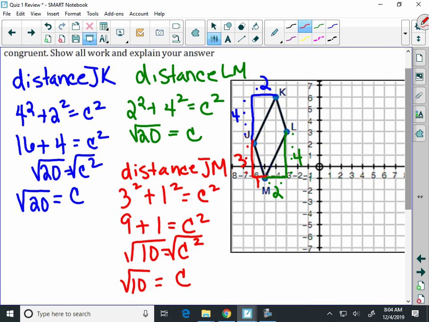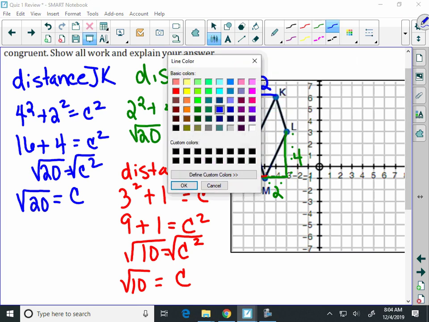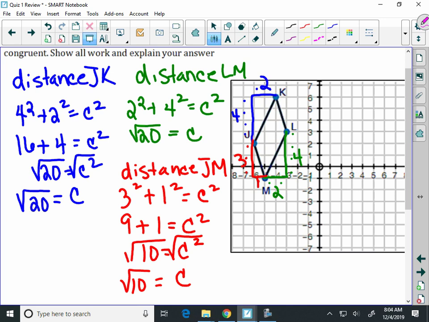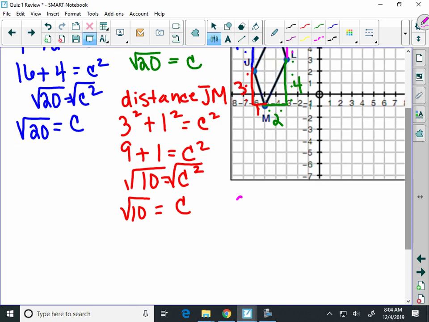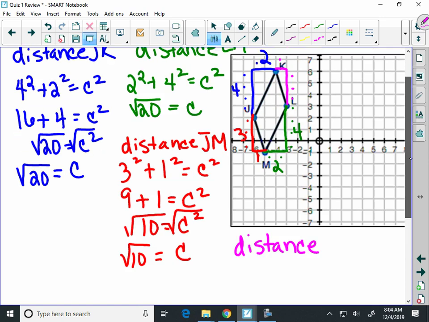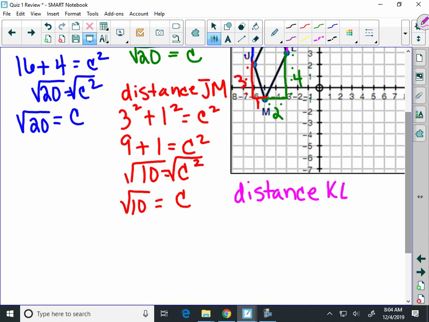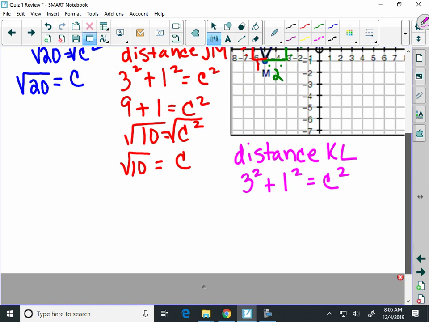So let's hope here, when we look at our last side length, the distance between KL, when we draw in our triangle here, we've got 1, 2, 3, and 1. So the distance between KL, again, is 3 squared plus 1 squared equals c squared. And we've already done the math right there in the red. So what we end up with here is that c equals the square root of 10.